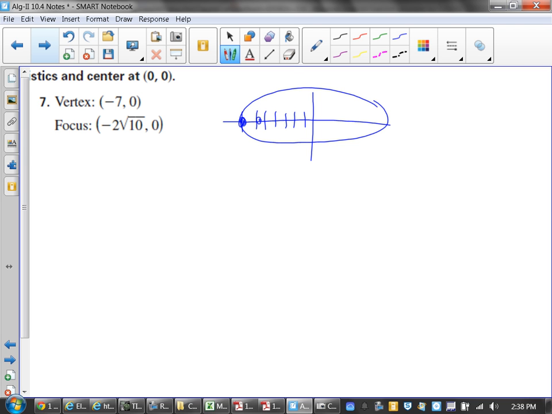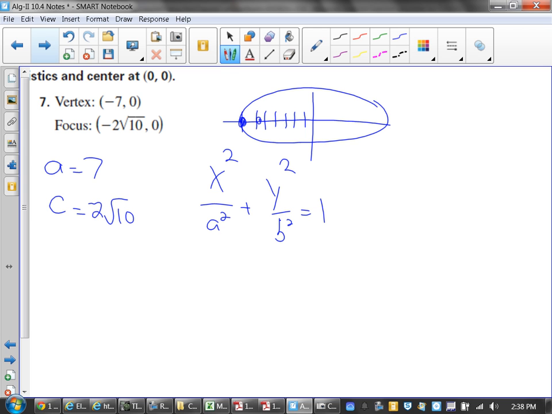Just from that. Now, could I get the decimal equivalent of what 2√10 is? Yeah, -6.324. So 6-ish. It's before 7-ish, right? So I know it's opening left and right. So I know that the A squared term is going to have to wind up underneath. Okay. So I know it's going to be an x squared over A squared, y squared over B squared equals 1. So A is equal to 7, C is equal to 2√10.